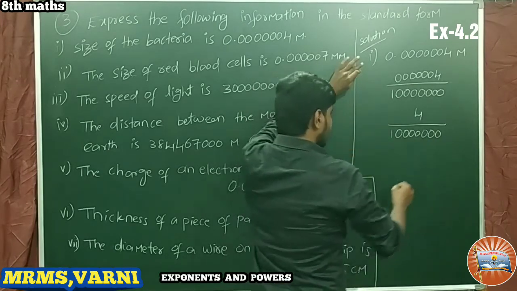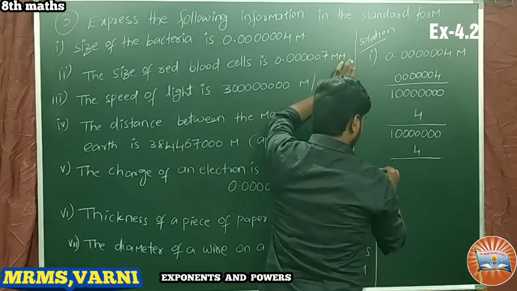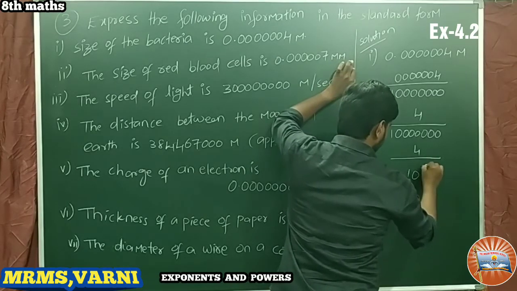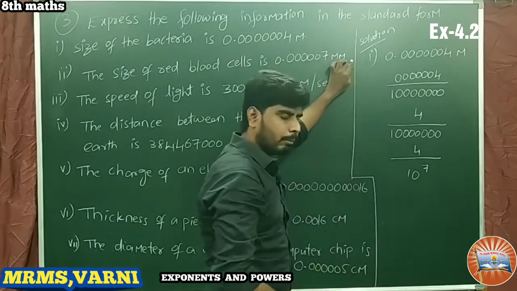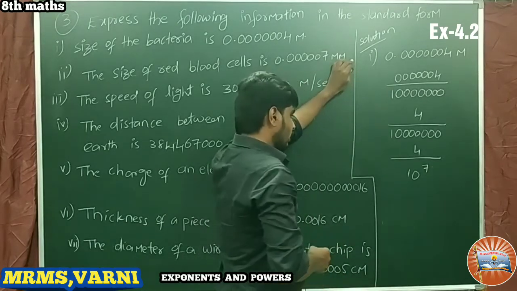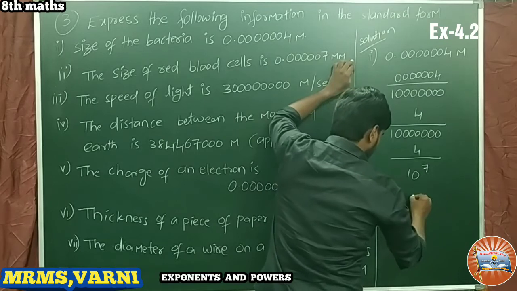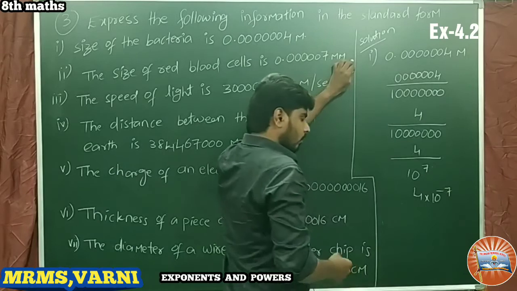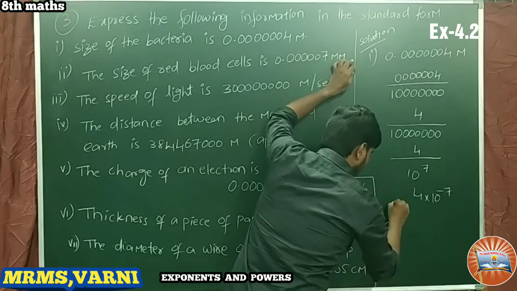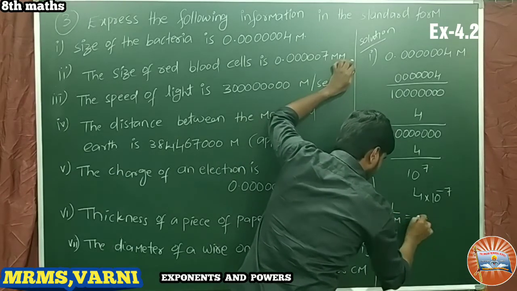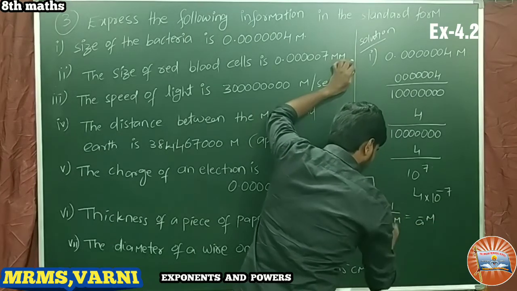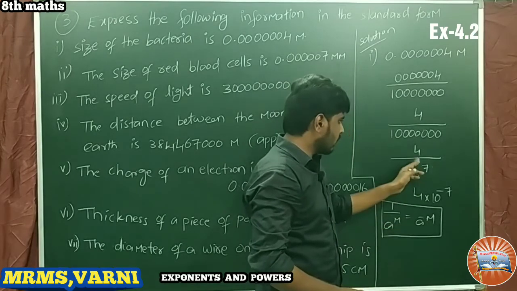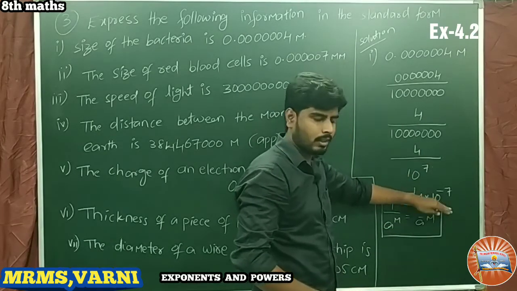This we can write 4 by 10 power 7. 4 by 10 power 7 we can write. So and next what becomes 4 into 10 power minus 7. The formula 1 by a power m is equal to a power minus m, I have used here. By this formula this becomes 4 into 10 power minus 7.